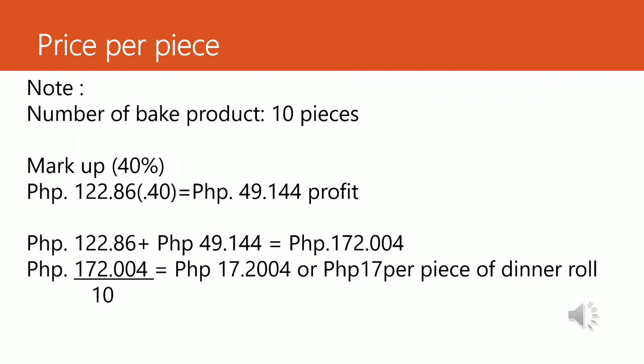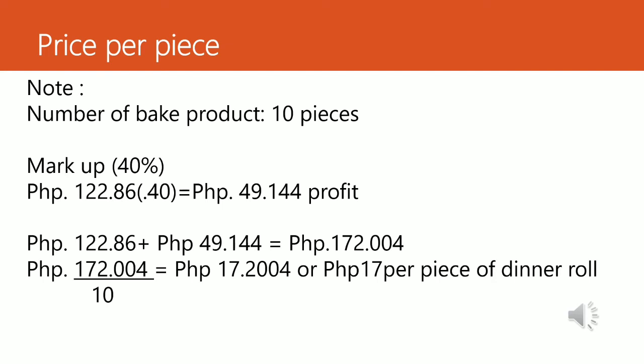Now, we're going to determine the price of our piece of dinner roll. Note, let's say you produce 10 pieces of dinner roll per recipe. So before we go on to determine the price of dinner roll per piece, of course, we're going to add 40% markup as your profit. So our capital is 122.86 multiplied by 40% is equal to 49.144 markup profit.